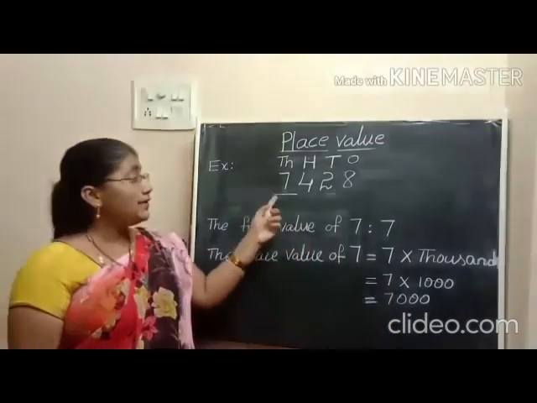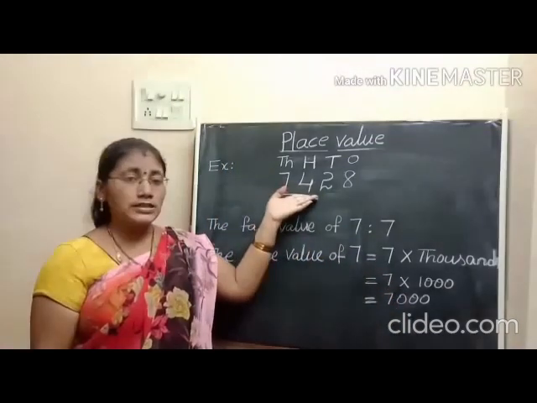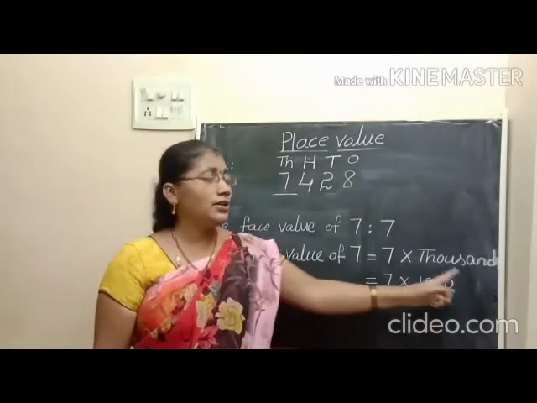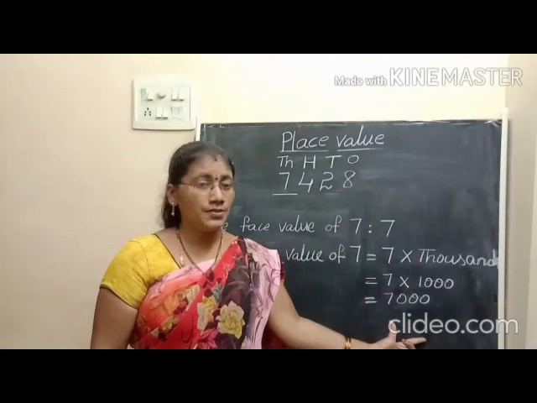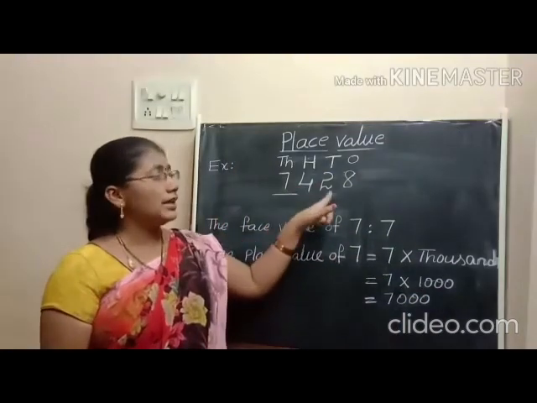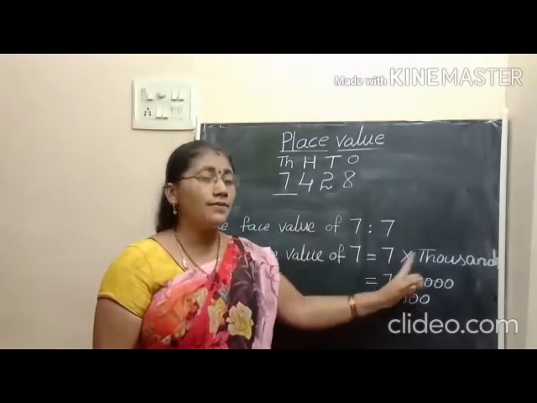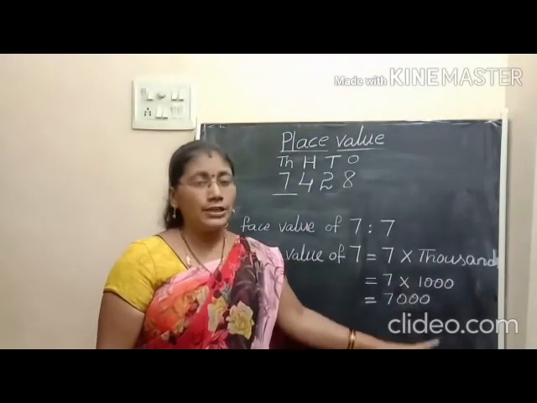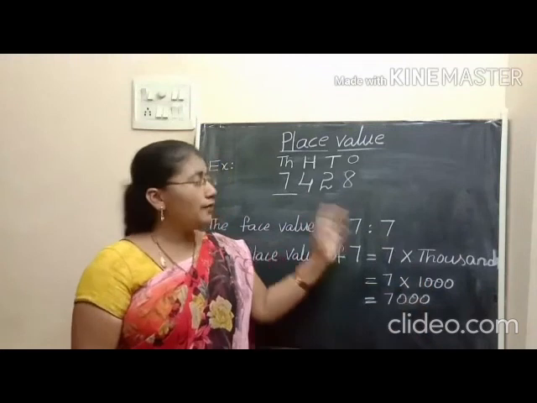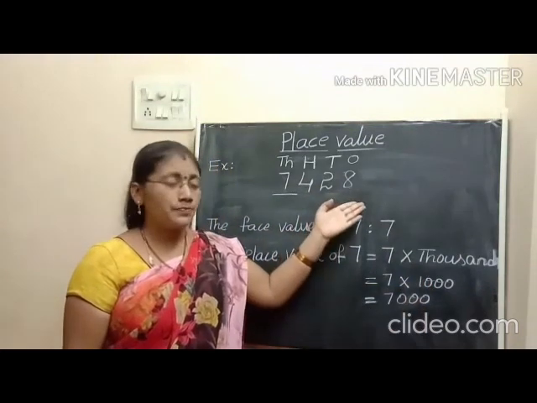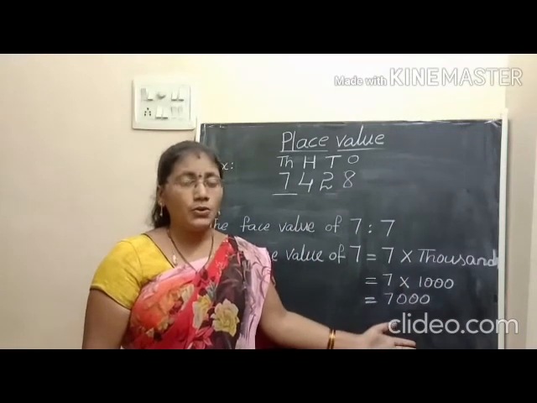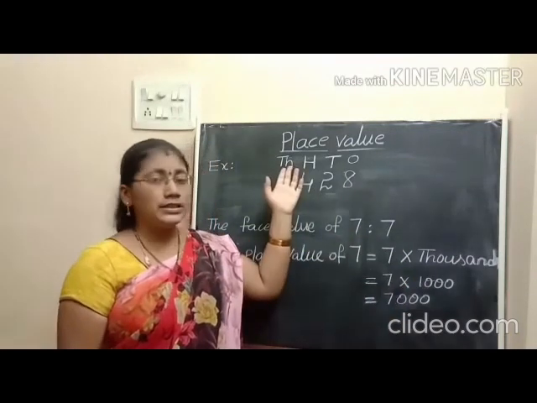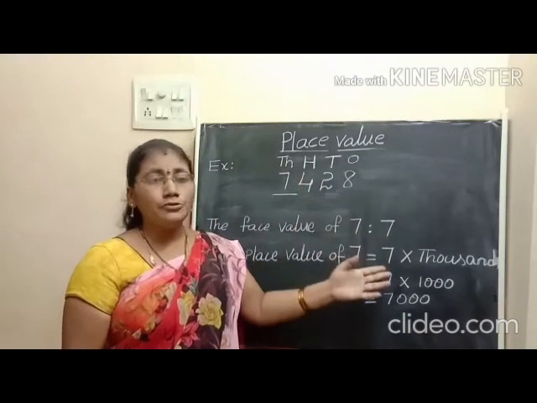If 7 is in hundreds place, we get 7 into 100, 700. Understood? If it is in tens place, we get 7 into 10, 70. If it is in ones place, we get 7 into 1, 7. So, depending upon the place, value changes.